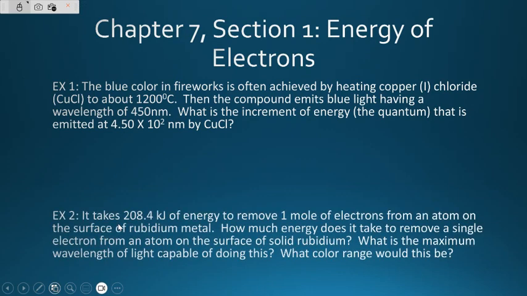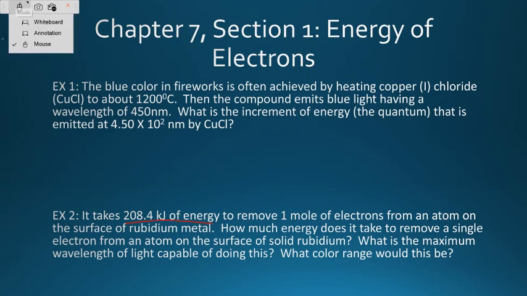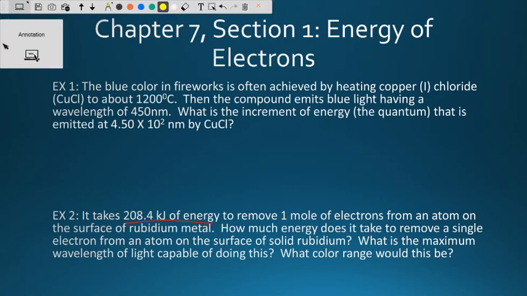Okay, second question, I should say. Now it takes 208.4 kilojoules of energy. Okay, so there's my energy value. All right, so that's important. We're seeing, oh, that's my E value right there. All right, and it takes that much energy to remove 1 mole of electrons from an atom. And the question is, how much energy then would it take to remove a single electron from the surface of the rubidium? So if I'm going to remove an entire mole's worth, it takes 208.4 kilojoules. But how much energy is it going to take for just a single electron to be ripped away?